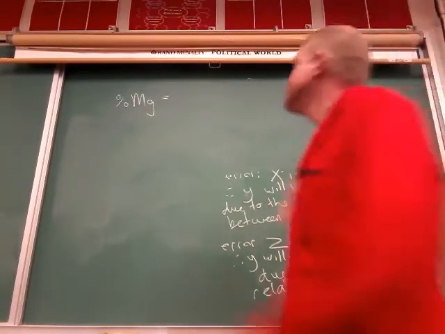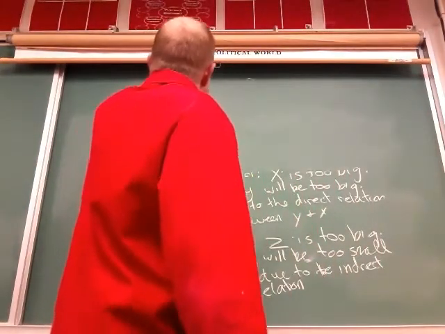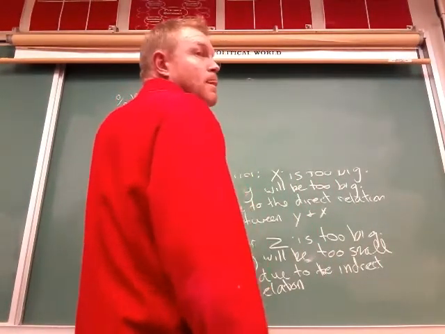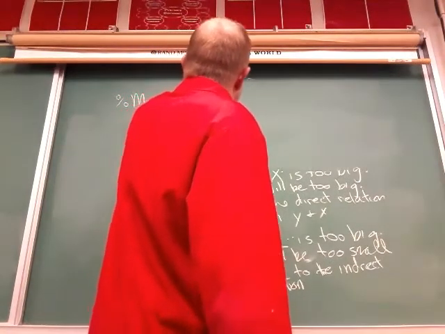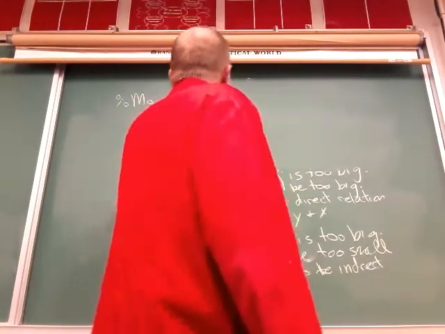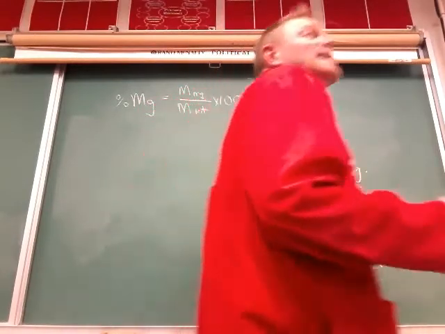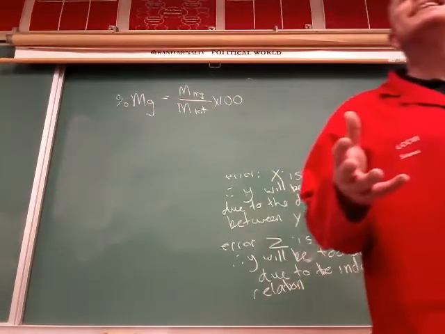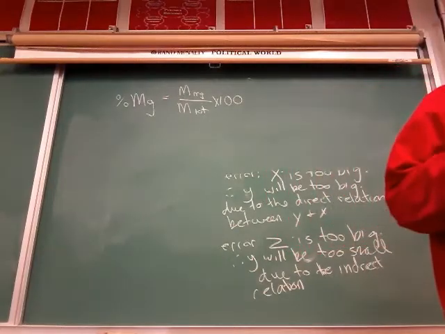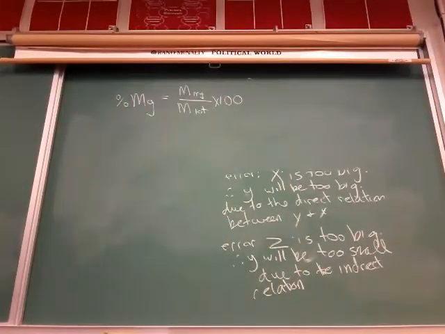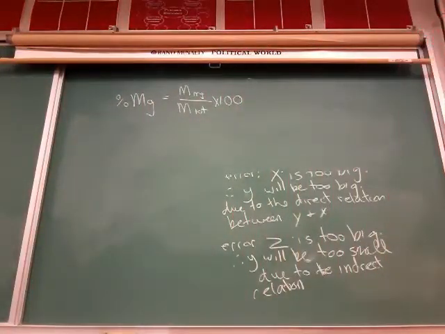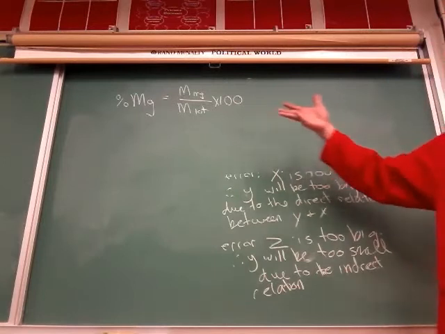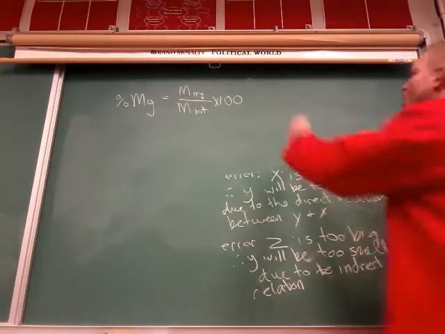Maggie, what do you got? How heavy the magnesium is. Mass of the magnesium and the total mass, times 100. Excellent. So, what if some smoke escaped or some of the white powder got lost? If some white powder falls out or falls off, which one of my numbers is going to be affected? So, error.